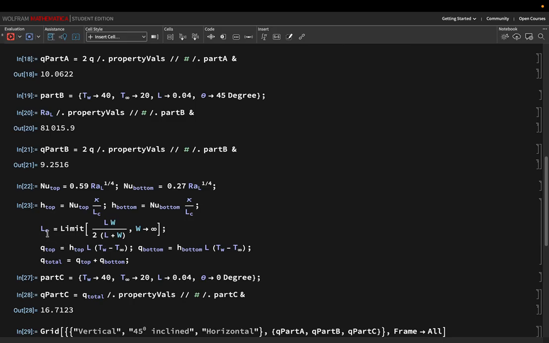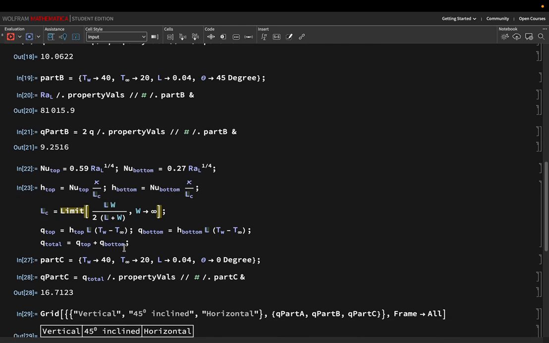To calculate the Lc, I'm assuming that the plate has infinite width, which is again the 2D assumption. From that, I'll compute this. So this is area by the perimeter. Area is L times W. Okay, sorry, this should be L times W by 2 into L plus W. So this is the area and this is the perimeter. Once I have Lc, I can compute Q as H top times L times Tw minus T infinity, and everything else is the same.